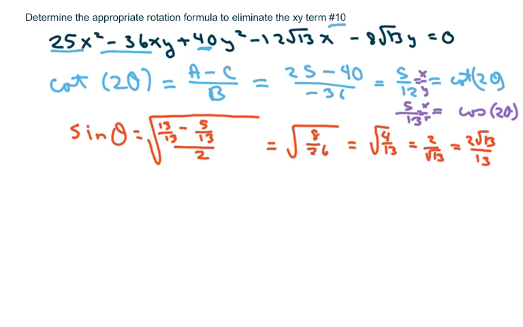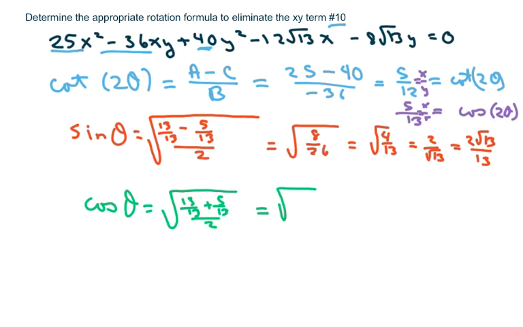Now for cosine, we'll do the same thing, but it's going to be plus. So it's 1 plus, instead of 1, I'm just going to put 13 over 13, because that equals 1, plus 5 over 13, divided by 2. And you simplify that, you're going to get 18 over 26, which simplifies to the square root of 9 over 13, which simplifies to 3 over square root of 13, which equals 3 square root of 13 over 13.